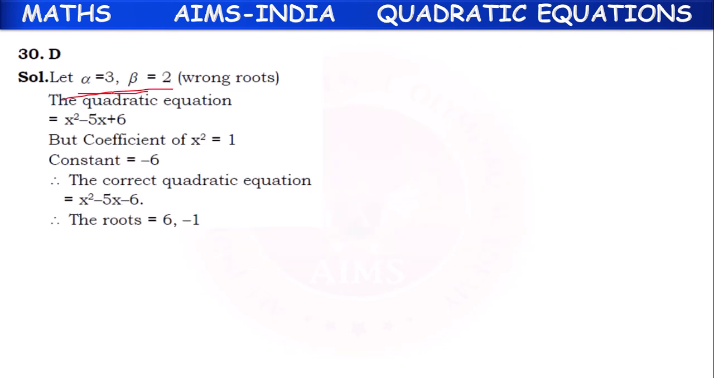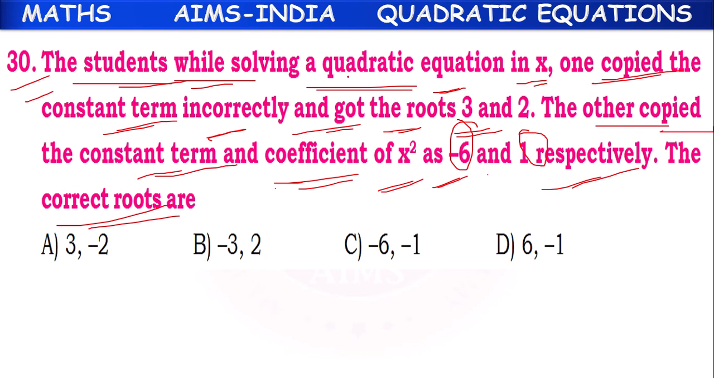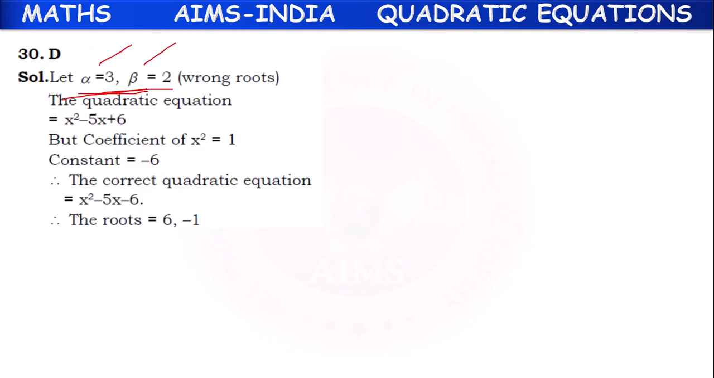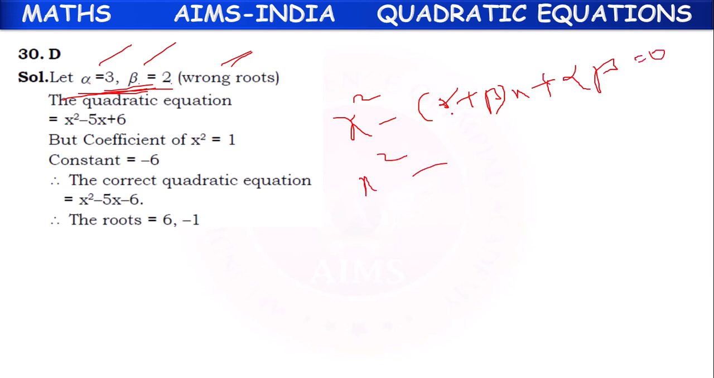So let alpha equal to 3, beta equal to 2, because they have got the roots 3 and 2, which are wrong actually. So alpha equal to 3, beta equal to 2 are the wrong roots. If these two are the roots, then that equation will become x square minus (alpha plus beta), the sum of roots, into x plus the product of roots equal to 0. So x square minus (3 plus 2) 5x plus alpha beta, 3 into 2, 6. So x square minus 5x plus 6.